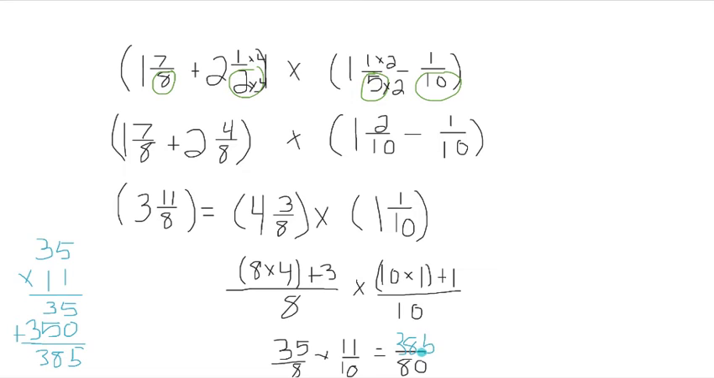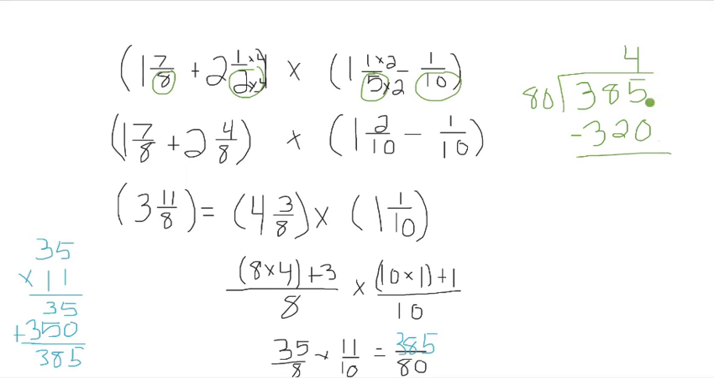over 80. Now again, I have to convert this to simplest form to a mixed number. I don't know how many times 80 goes into 385. So again, let me go up here and I'll do 385 divided by 80. Now, I'm not sure how many times 80 goes into 385, but I know 8 goes into 38 4 times. So 8 times 4 is 32. So 4 times 80 would be 320.